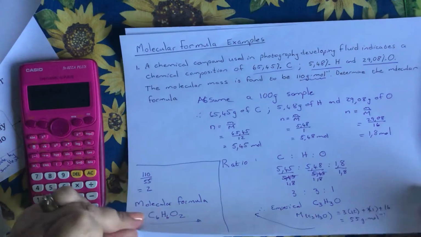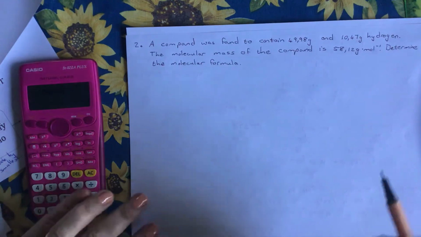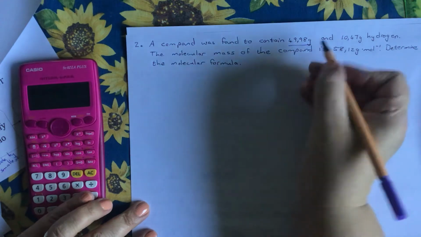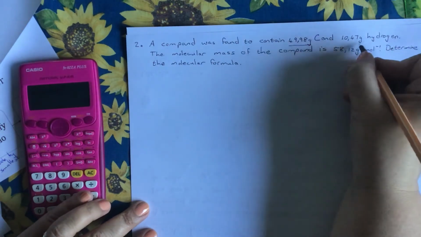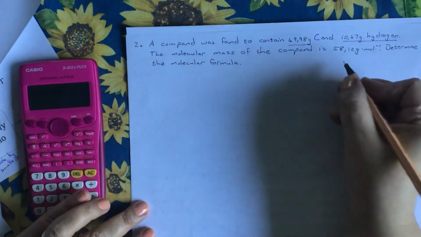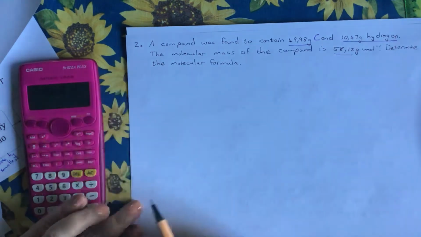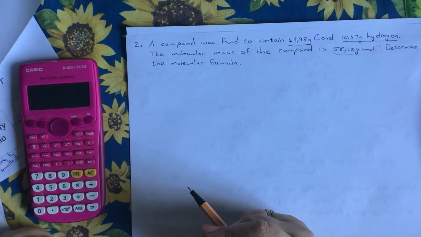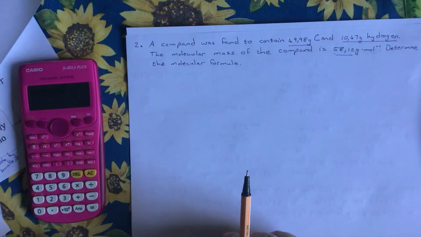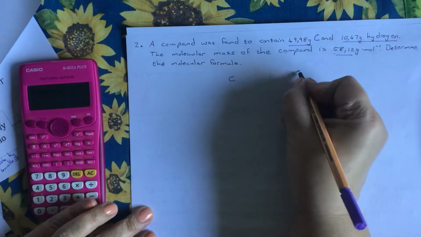Second one. A compound was found to contain 49.98 grams of carbon and 10.47 grams of hydrogen. The molar mass of the compound is 58.12 grams per mole. Determine the molecular formula. What do I see in this one first of all? Masses were given, not percentages, so I'm not going to assume anything.